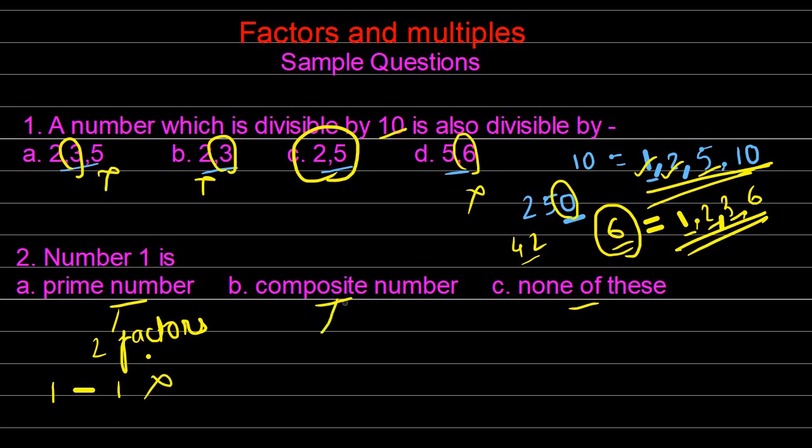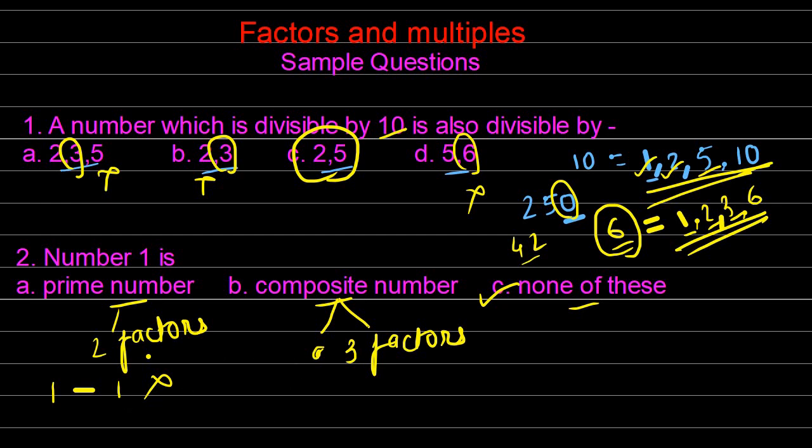Now for a composite number, it should have at least 3 factors. So we have just seen that 1 has only one factor. So that is why it is neither a prime number nor a composite number. So our correct option here is none of these. In some cases, 1 is also called a special number, as it is neither prime nor composite number.